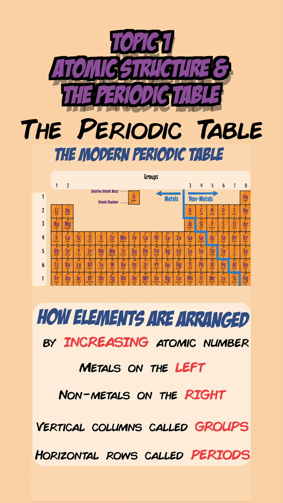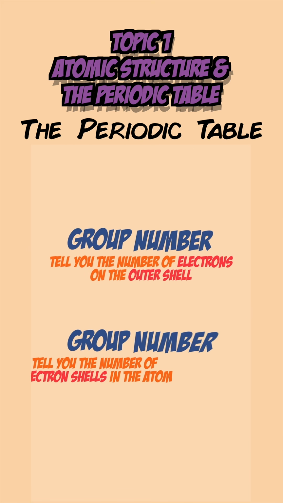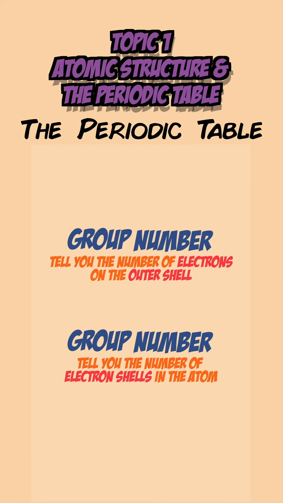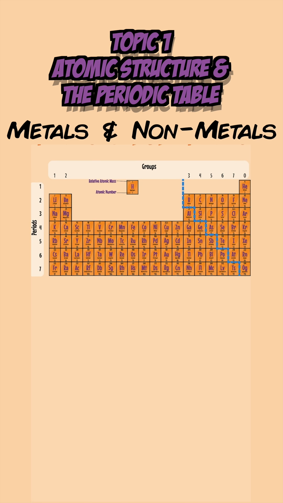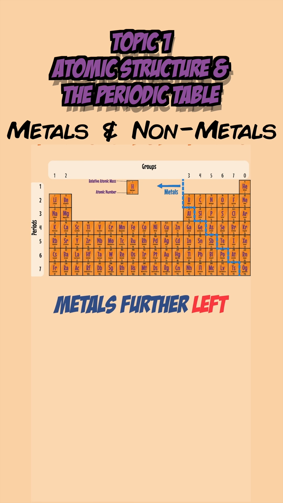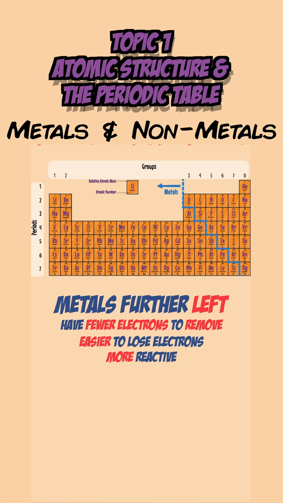The horizontal rows, on the other hand, are called periods, and they represent the number of shells that an atom has. Going down the periodic table can allow you to make predictions about other elements in the same group, as there are usually observable trends. When looking at metals, for example, the metals further to the left of the periodic table have fewer electrons to remove from their outer shell, and this makes them more reactive.